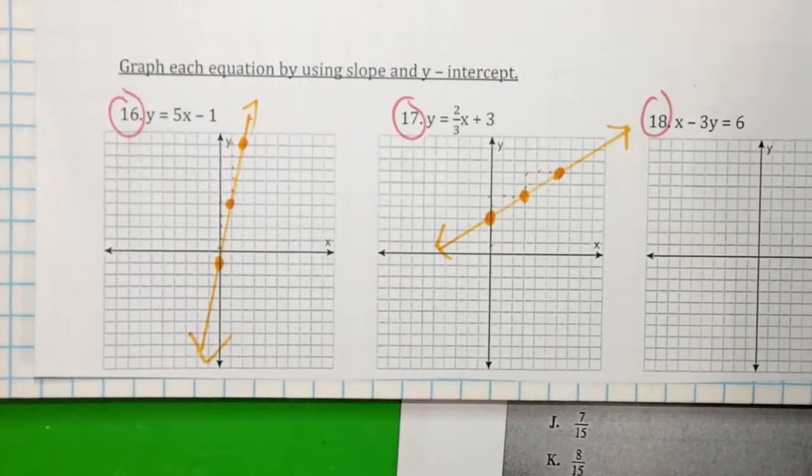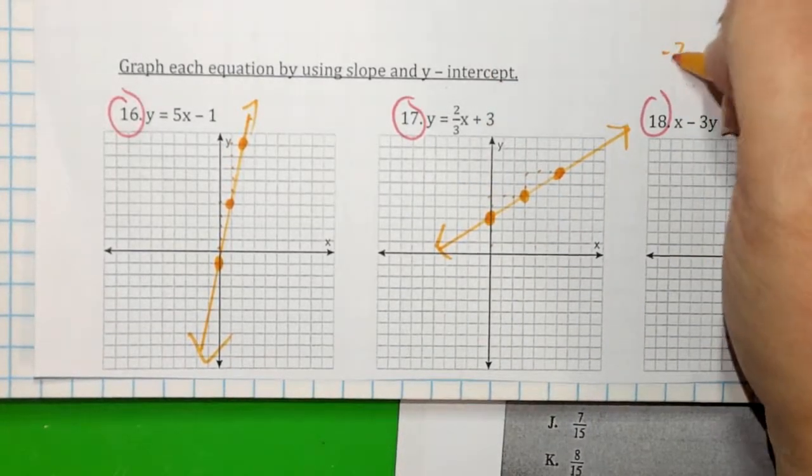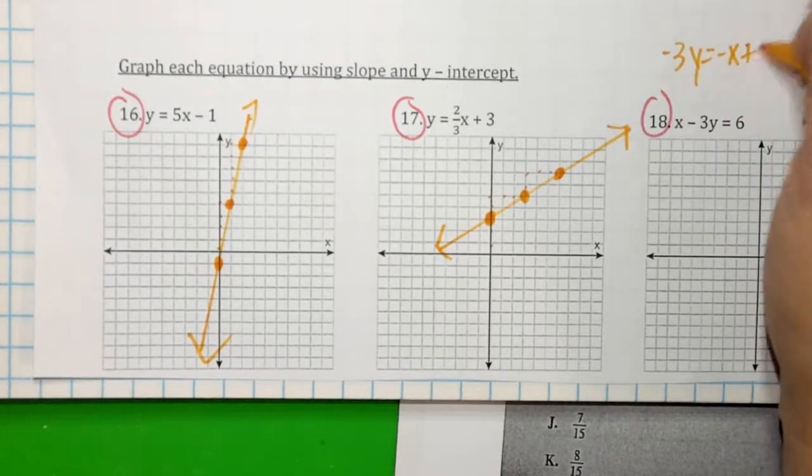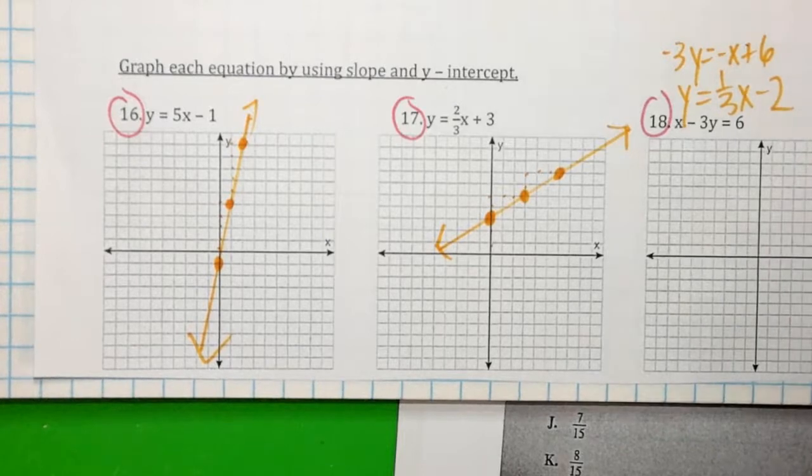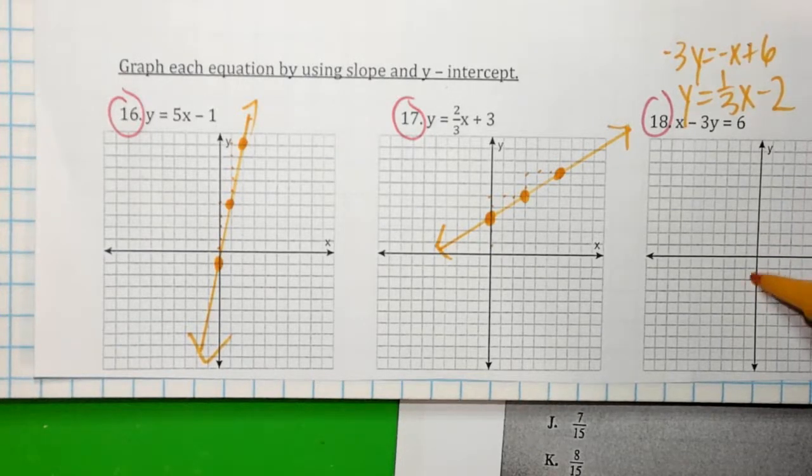Alright, and then for this one I need to solve it, right? So you subtract the x and you get negative x plus 6. You divide by negative 3. So that's 1/3 x minus 2. Why is it a positive 1/3? Negative and negative. A negative divided by negative makes a positive.